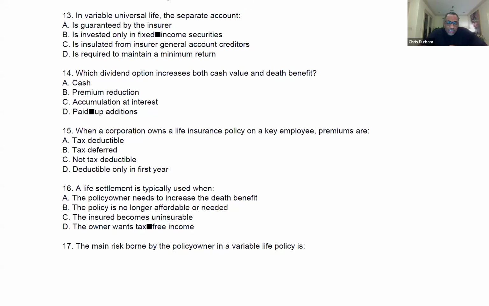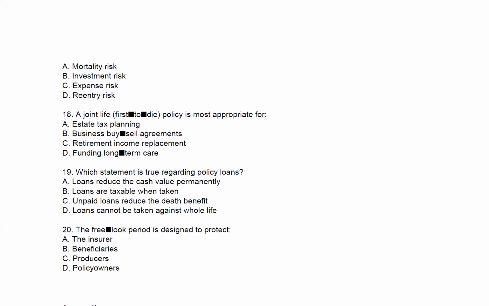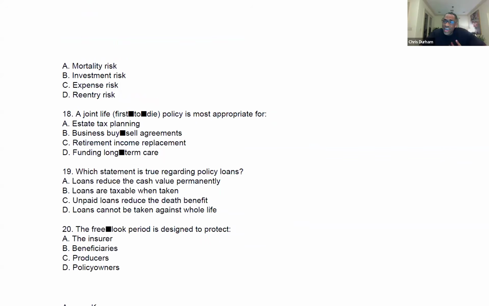All right, next. 17. The main risk borne by the policy owner in a variable life policy is A. Mortality risk, B. Investment risk, C. Expense risk, D. Reentry risk. And B. Investment risk. That's right. And how do you know? How did you just automatically know it was investment risk? Variable equals invested, like on the stock market. That's it. There you got it.